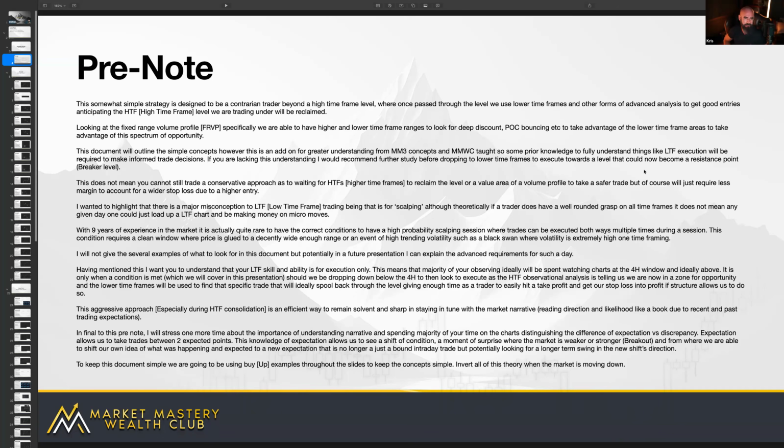I wanted to highlight there is a major misconception about low time frame trading, being that it is for scalping. Although theoretically, if a trader has a well-rounded grasp on all time frames, it does not mean on any given day one could just load up a low time frame chart like a 5-minute and be making money on micro moves. Take it from me, 9 years in, yes, I can scalp. There are days I completely and utterly just shit the bed. I'm now getting better at being able to go, look at this, look at this, oh wow, it's actually a scalping day today. Most of the time it's not. At best, it's an intraday kind of day. So that's 9 years of experience saying that.